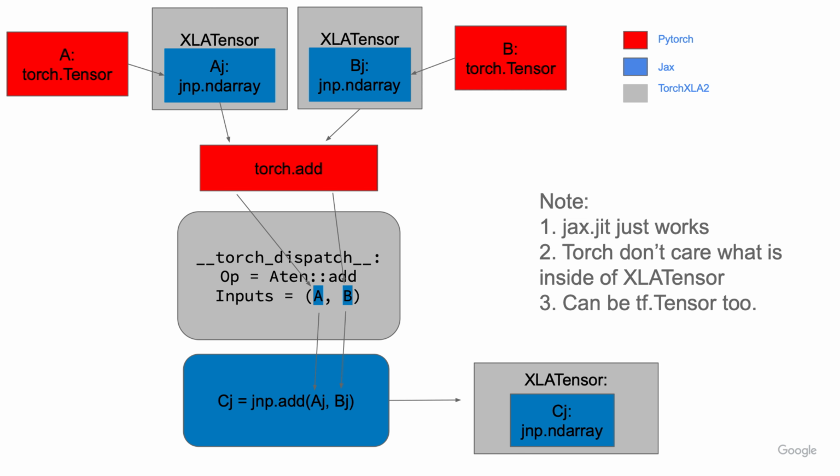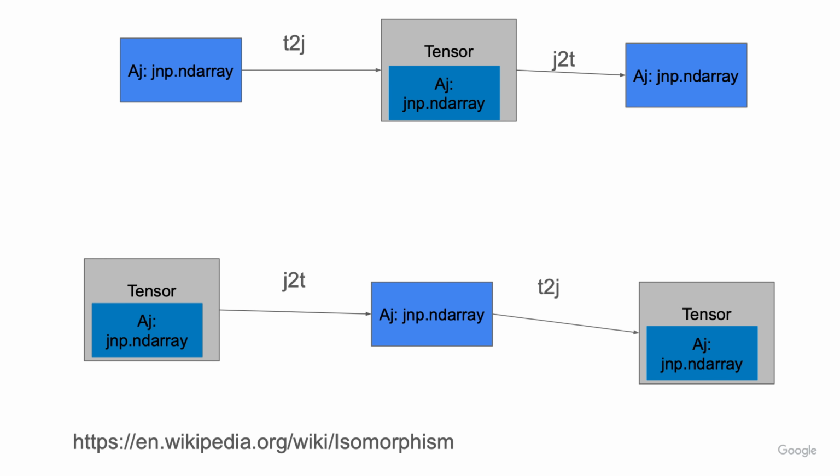Right. So what we have done so far is that we have an implementation of PyTorch ops in terms of JAX. We only did the one-way mapping, right? How do you get a two-way interop?